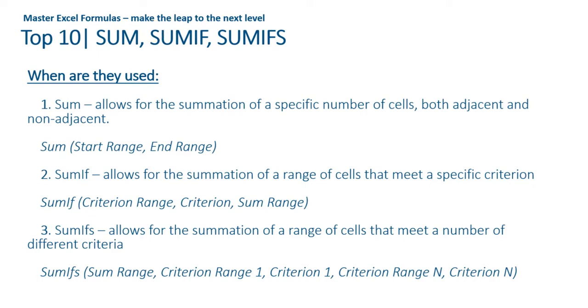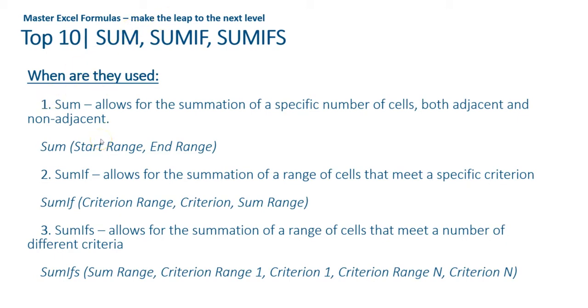Then sum-if and sum-ifs. These two formulas allow you to sum based on a specific criterion or criteria. Sum-if allows for the summation of a range of cells that meet a specific criterion, whereas sum-ifs allows for the same thing but with more than one criterion.